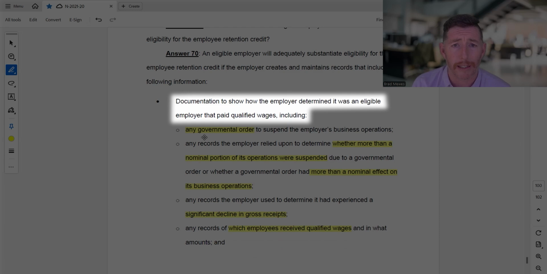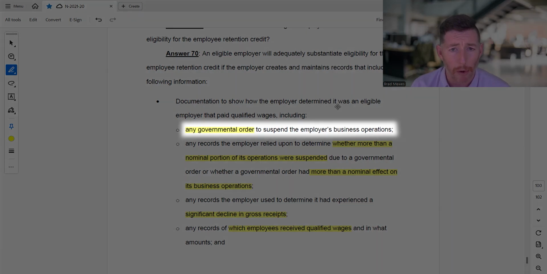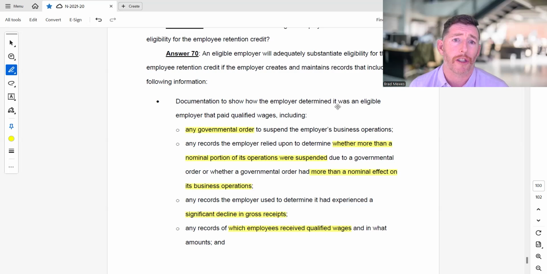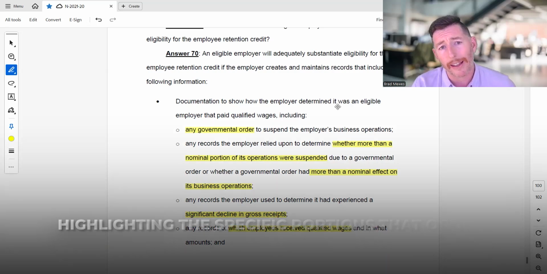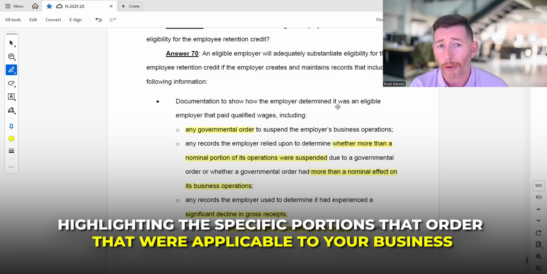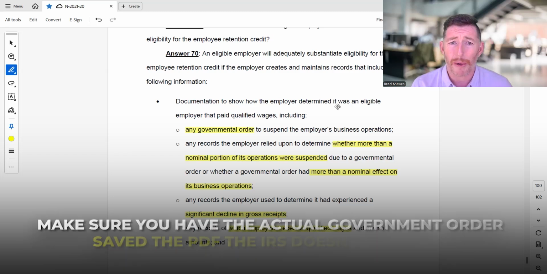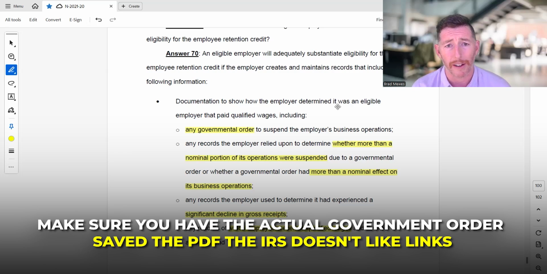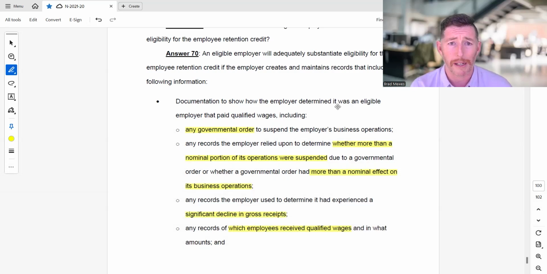First and foremost is any documentation to show how the employer determined it was indeed eligible, including specifically, number one, you've got to have the government orders, the actual government orders that you relied upon that resulted in the suspension of your business operations. So if you're relying on a partial suspension argument, a full or partial suspension, you have to have that government order. And generally, what the IRS is asking for is not only the government order, but highlighting the specific portions of that order that were applicable to your business. So number one is make sure you have the actual government orders saved in PDF. The IRS doesn't like links. They want to see the actual PDF documents.